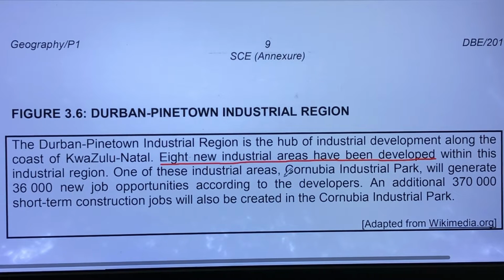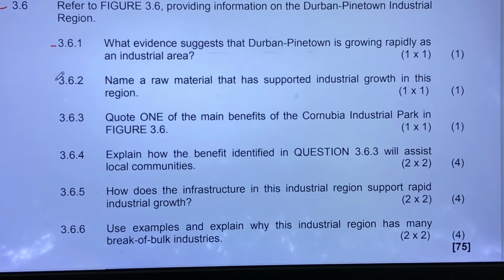And you can also say the implementation of Konobia Industrial Park. Yes, so you can also say Konobia Industrial Park. So you can state 2 of any there. Okay. Let's move to 3.6.2.